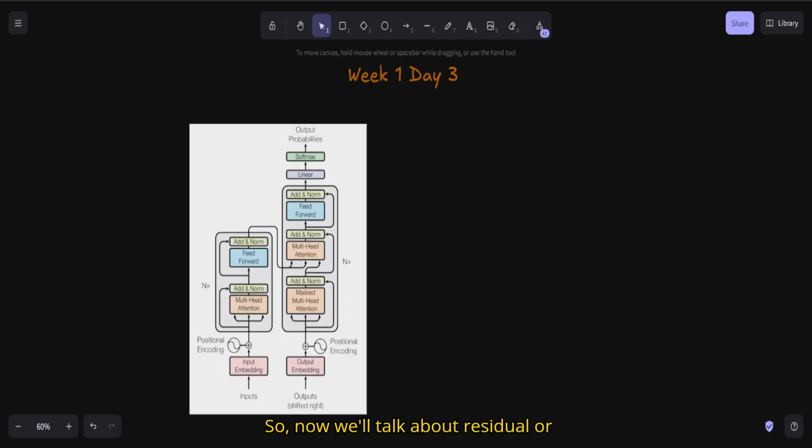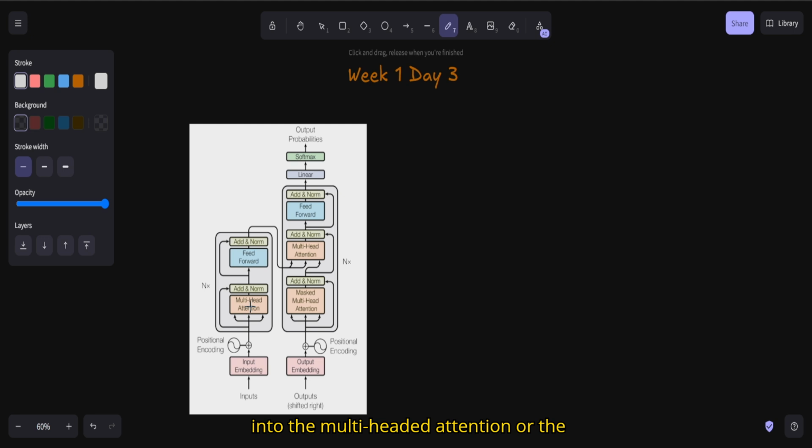So now we'll talk about residual or skip connections. Sometimes, instead of going into the multi-head attention or the feed forward, it skips it. Wait, let me use a different color. This is here added in the add and norm. See, it is not going through the attention layer, or it's not going through the feed forward layer here, here also. So what is this? I'm just talking about the simple skip connections or residual. What happens is that we try to bypass some networks. As simple as that. Skip connection is basically where we bypass some networks.